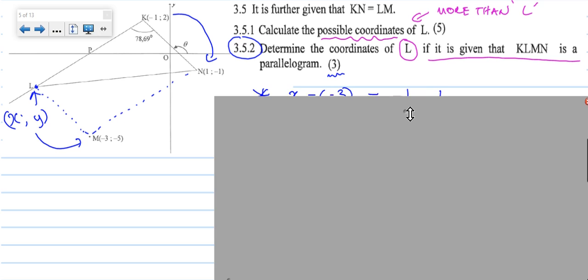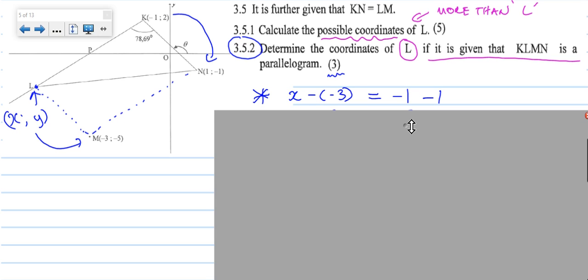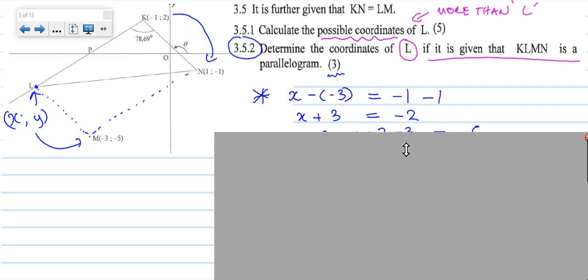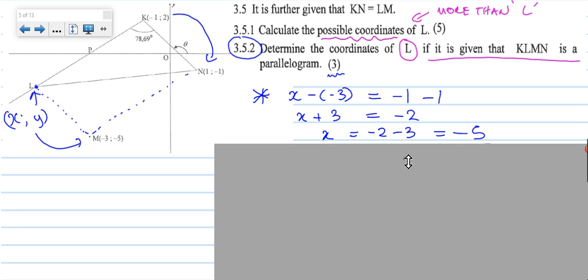When you have that situation, then you would normally use the distance formula, but only for the x's. x minus minus 3 is equal to minus 1 minus 1, in that order, and therefore x plus 3 is equal to minus 2. Therefore x is equal to minus 2 minus 3, which is minus 5. Very important, be careful, this can lend itself to lots of errors.